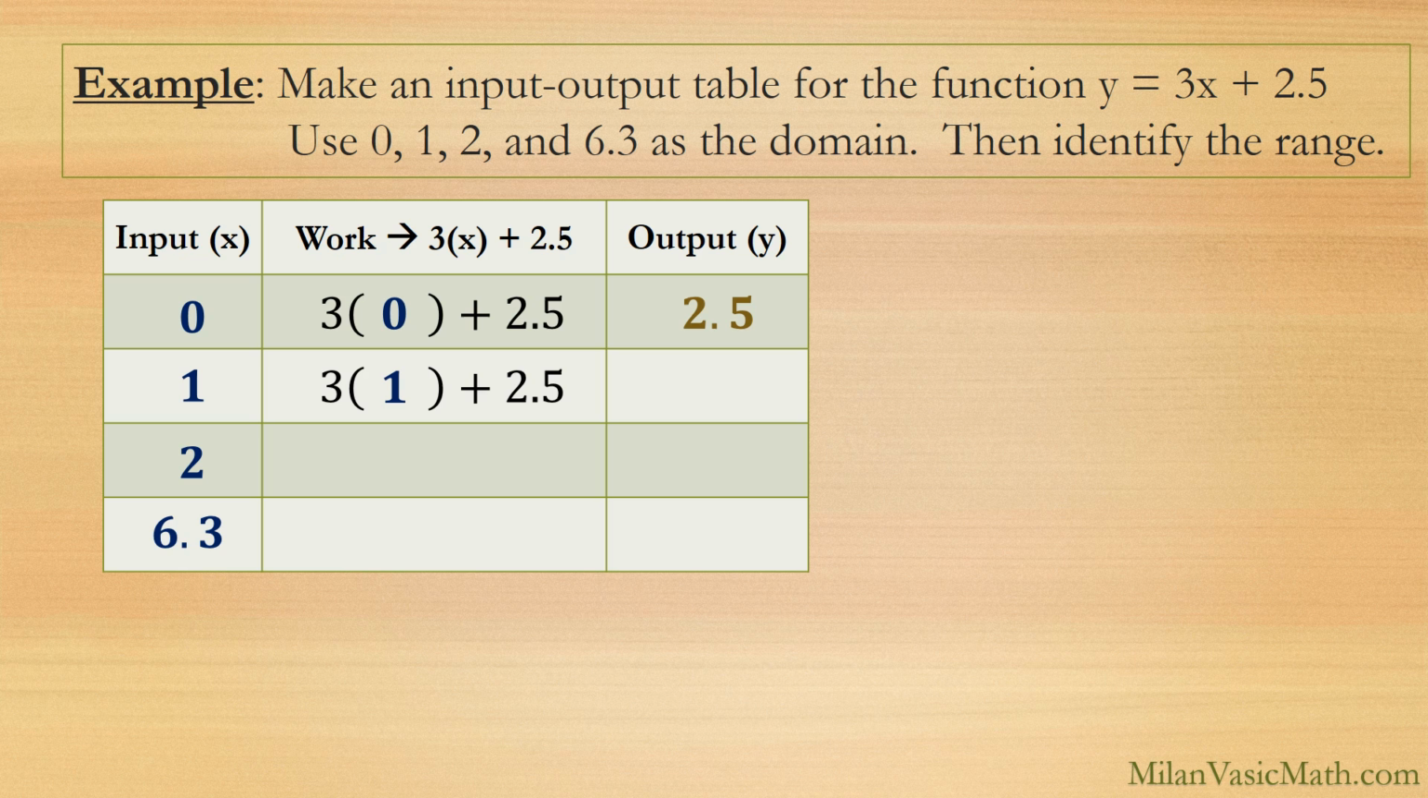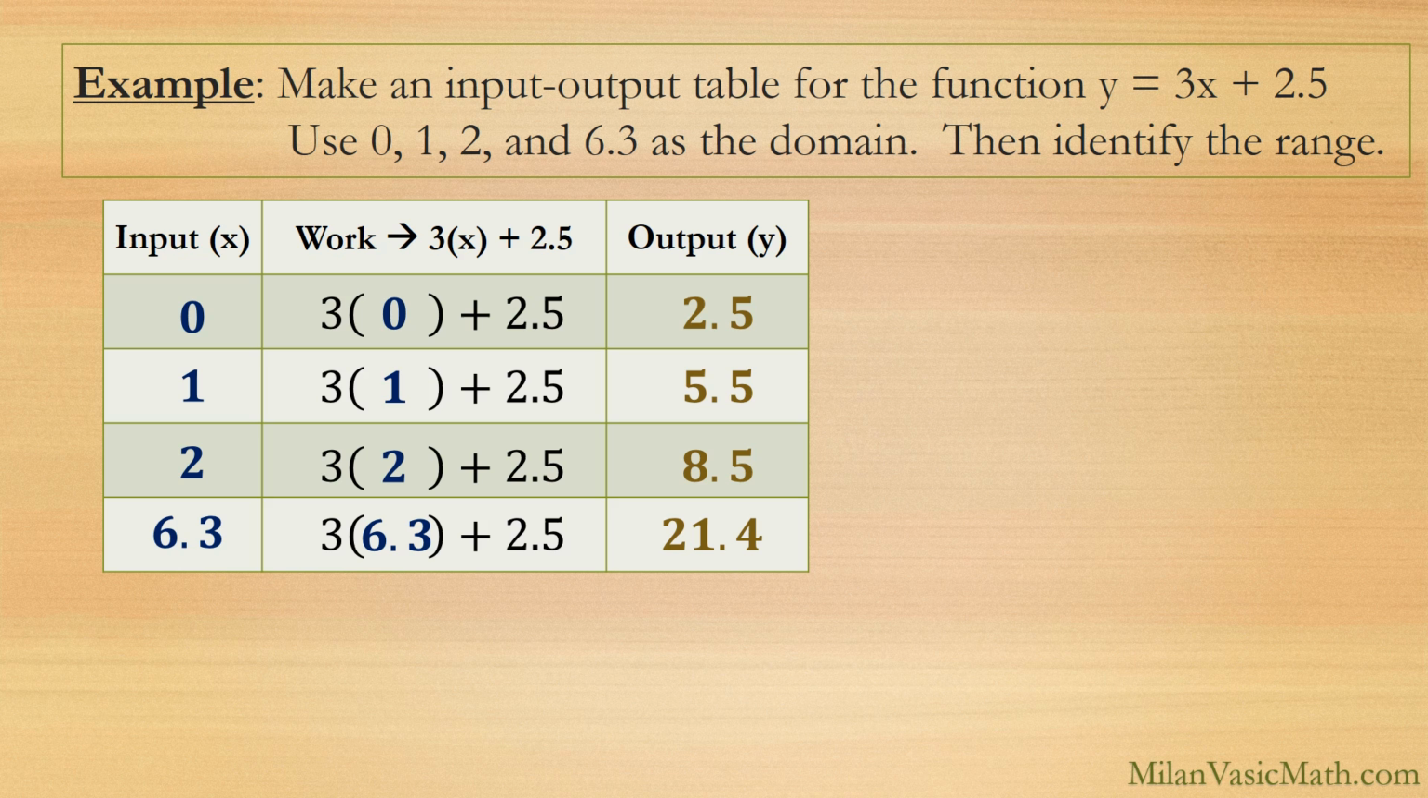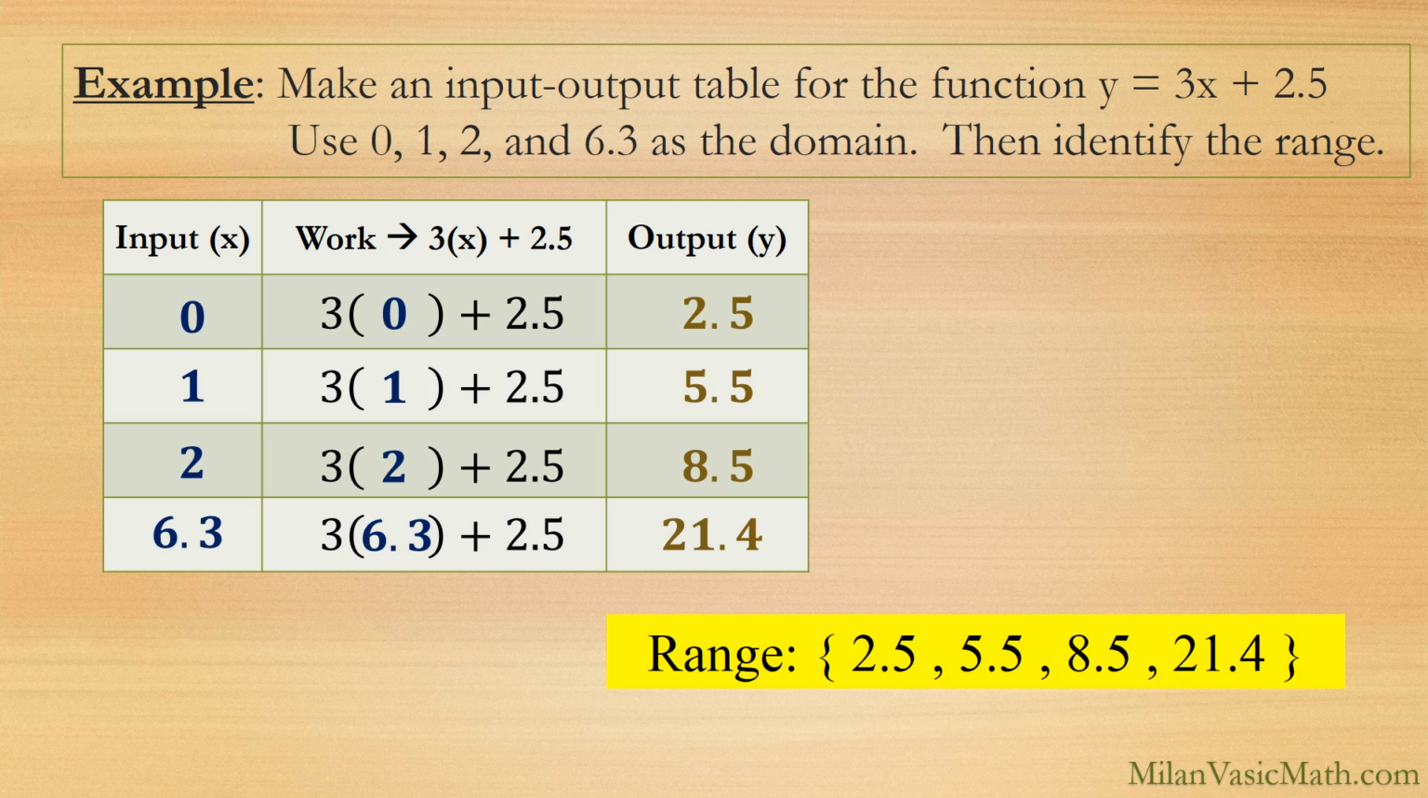We repeat the same thing for the next one. We get 5.5. 3 times 2 is 6, plus 2.5 is 8.5. And the last one, we get 21.4. Take your time when you do the math and check it with a calculator. All of these outputs, the y's, are the range. And luckily for us, they're in increasing order, so we have a range of 2.5, 5.5, 8.5, and 21.4.